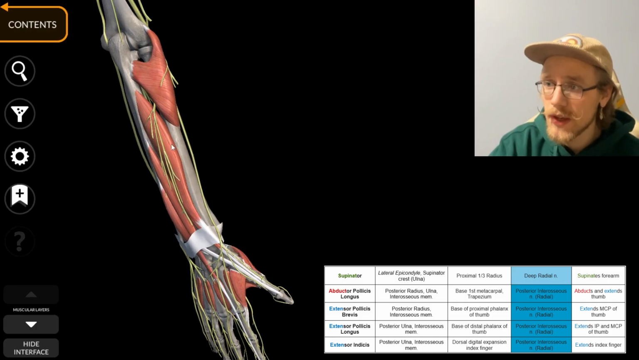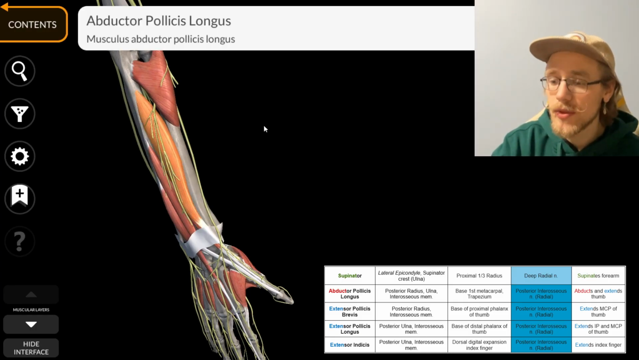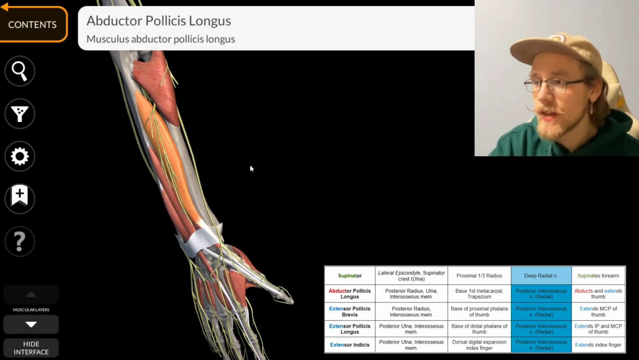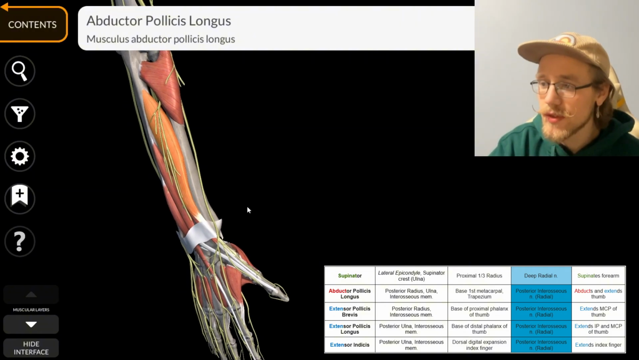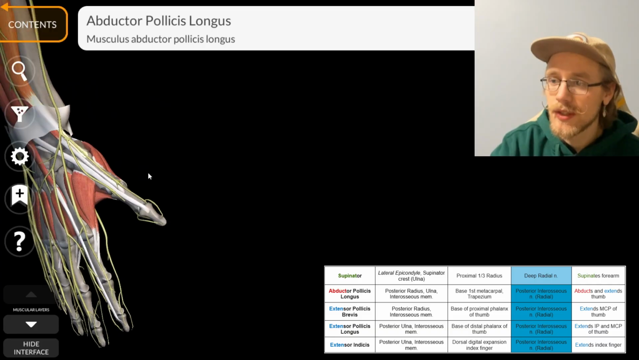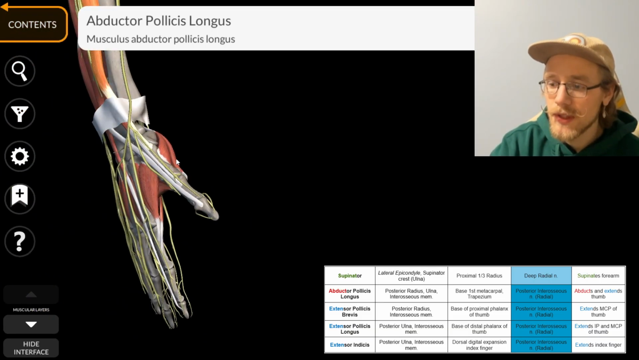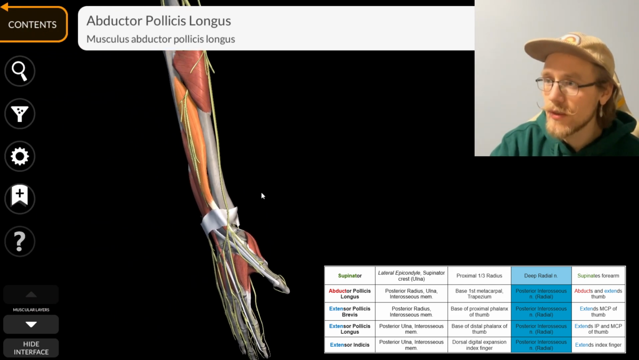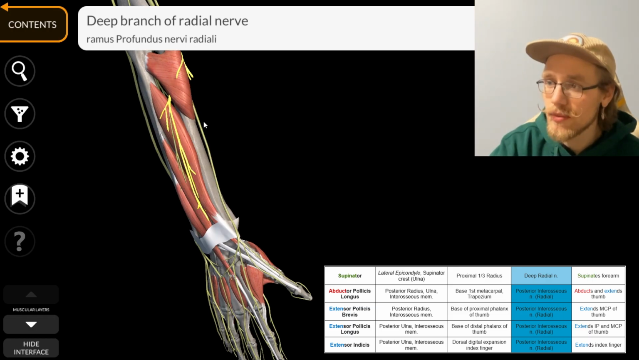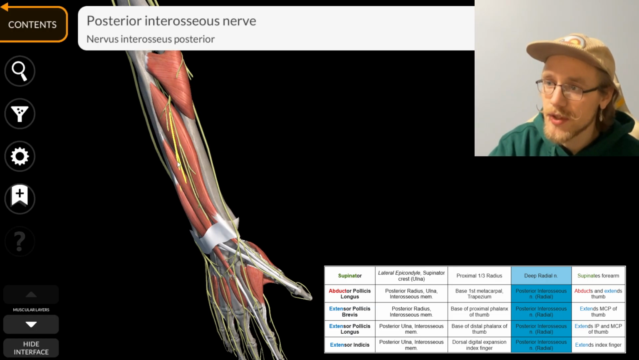Next in line, we've got the abductor pollicis longus. It's going to come from the posterior radius, the ulna, and the interosseous membrane. Its insertion is going to be the base of the first metacarpal and the trapezium, which is a bone in the hand. We can see that there, right there. That will be innervated by the posterior interosseous nerve. That's a branch of the radial nerve. We can see that right there. The deep branch of the radial nerve. There's our posterior interosseous nerve.